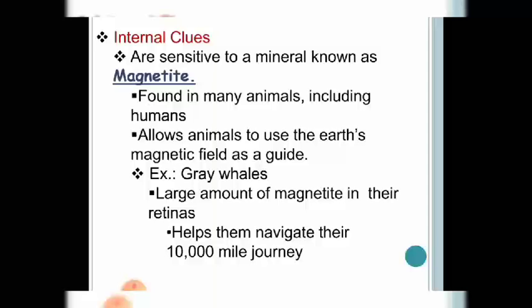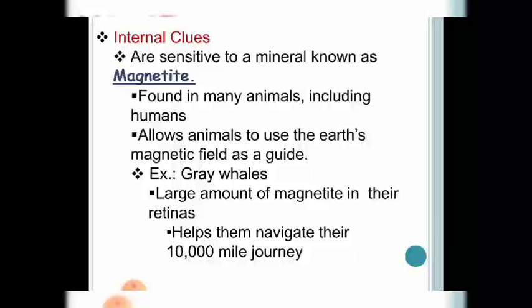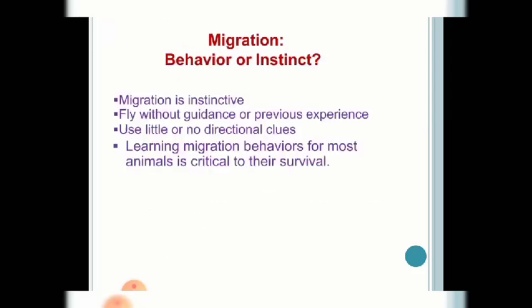Some birds are also very good and sensitive to minerals, that is, magnetite, found in parts of the earth having a maximum amount of iron content, so that is how they make the sensations. This is found in different types of animals. Animals like whales also use earth's magnetite as a guide to know which part they are migrating to. A large amount of magnetite helps in navigation over a journey of about 10,000 miles. Whales are very large and they migrate very long distances.